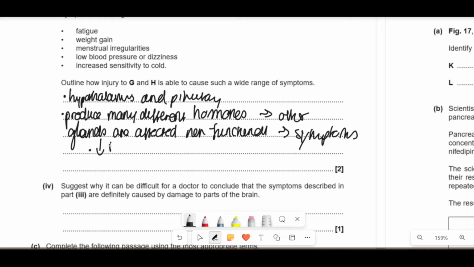So decreased FSH and LH gives you menstrual irregularities. You could also talk about low cortisol, for example, which can cause problems like that. You can talk about thyroid hormones. There's lots to talk about, but here, that's what you've got to do.